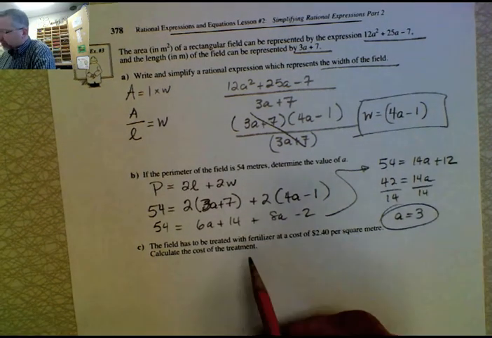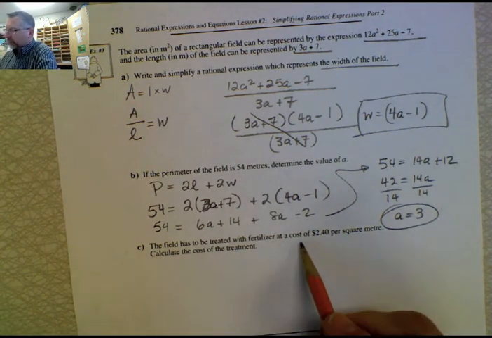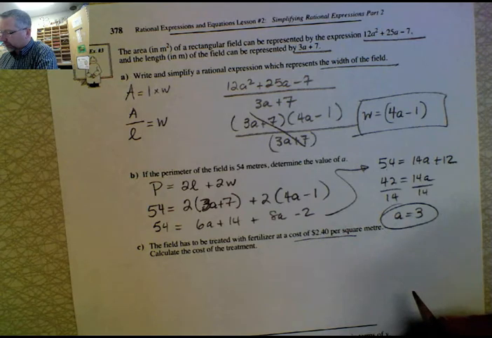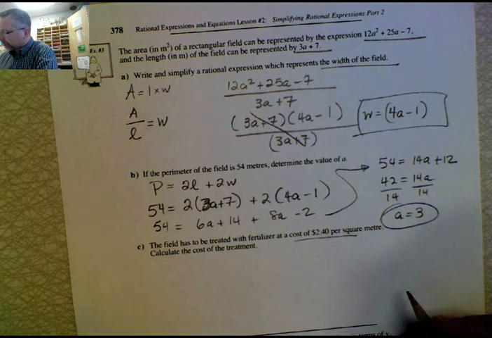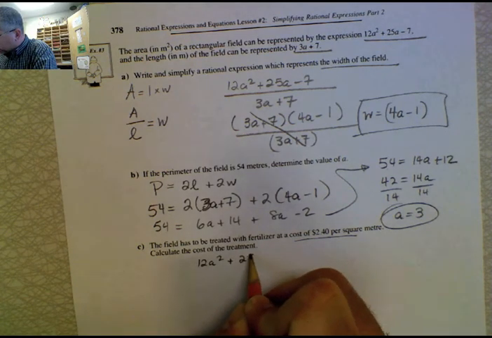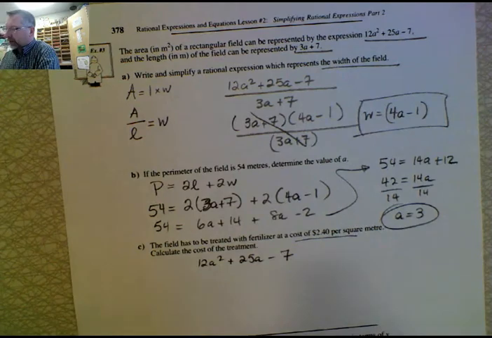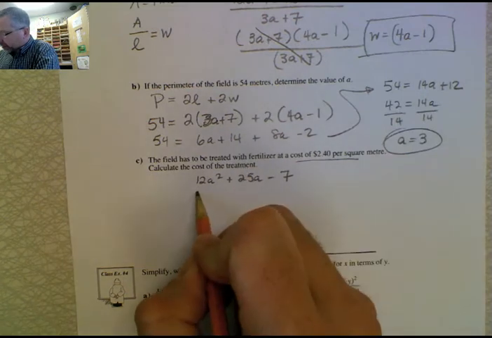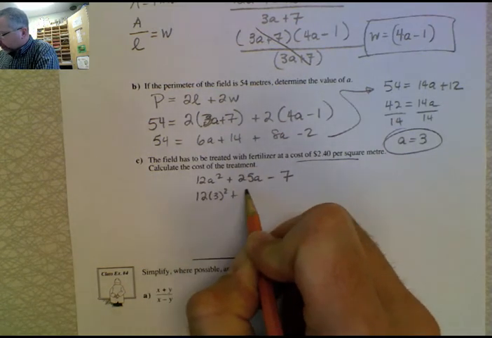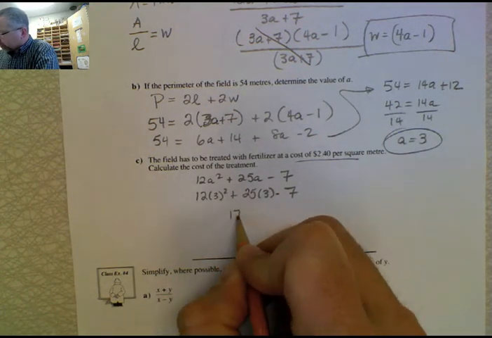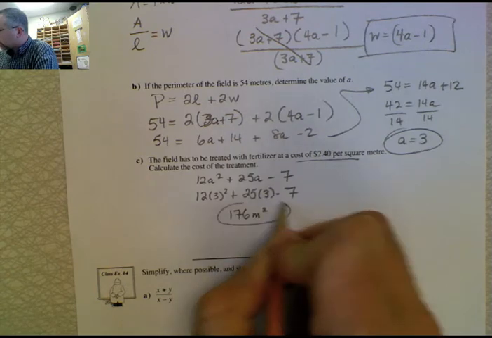Now it says the field has to be treated with fertilizer, and the cost is $2.40 per square meter. Calculate the cost. Well, we first of all have to figure out how many square meters there are. The area is defined by this expression. So how I actually find out the area is, I now know a is 3, so I can plug a into this expression: 12 times 3 squared plus 25 times 3 minus 7. If you work this all out, you should get the area to be 176 meters squared.